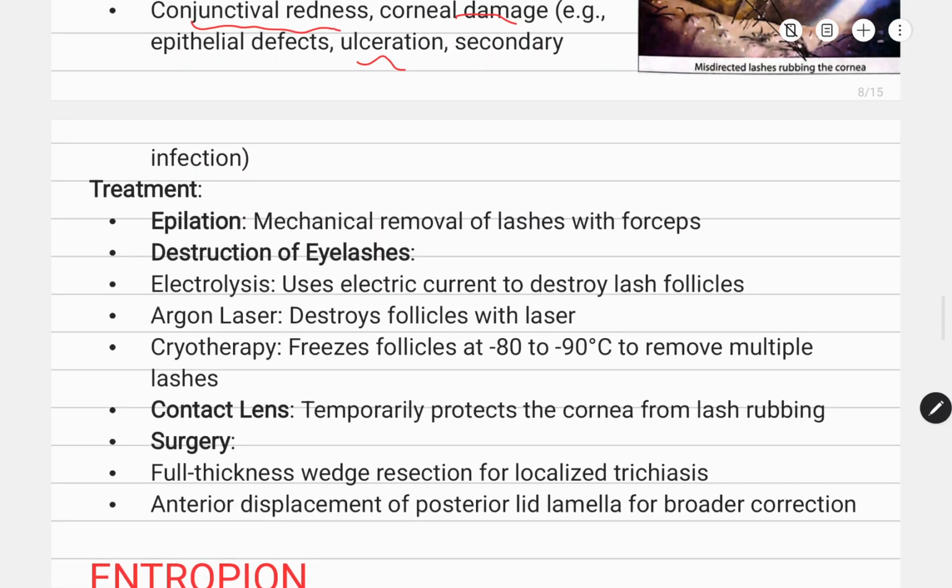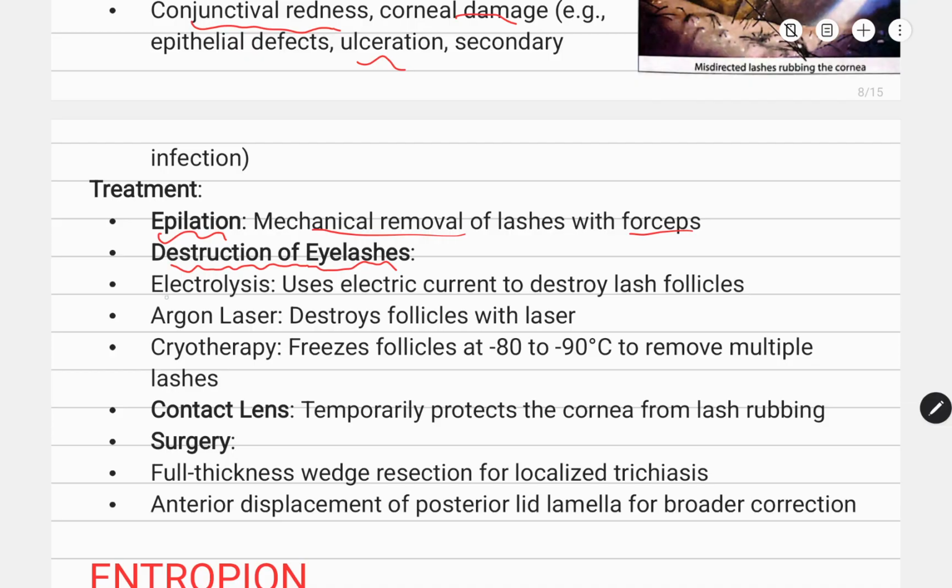So what is its treatment? First, we mechanically remove the eyelashes from the root with forceps. This is known as epilation. Epilation is simply the mechanical removal of eyelashes, because the eyelashes have a problem: instead of going away, they are going towards the eye. Second, there are other treatments in which we destroy the eyelashes.